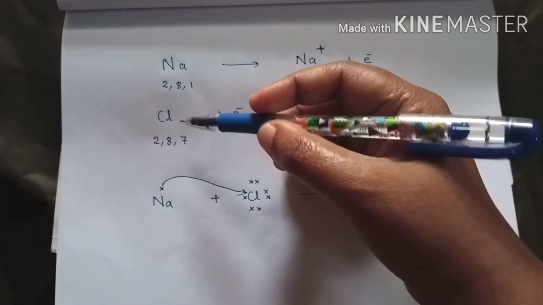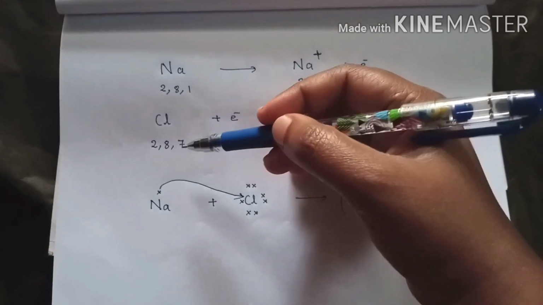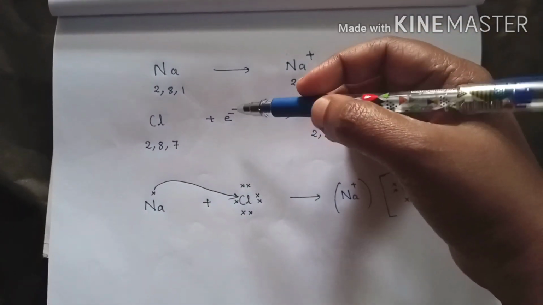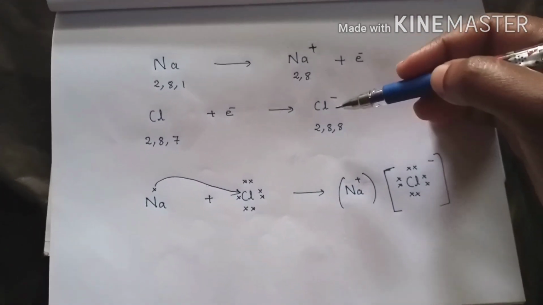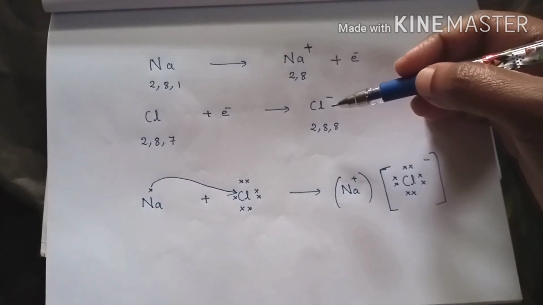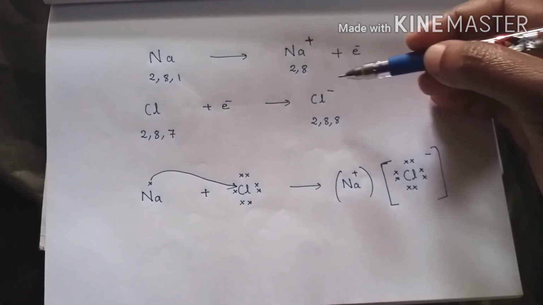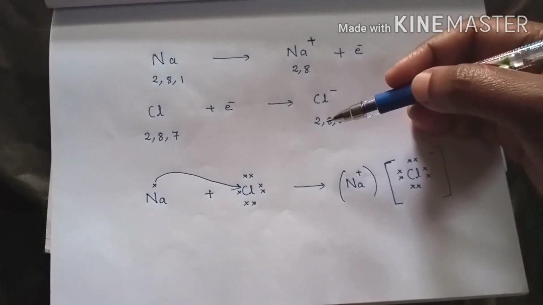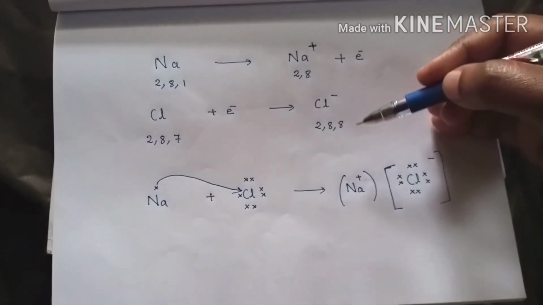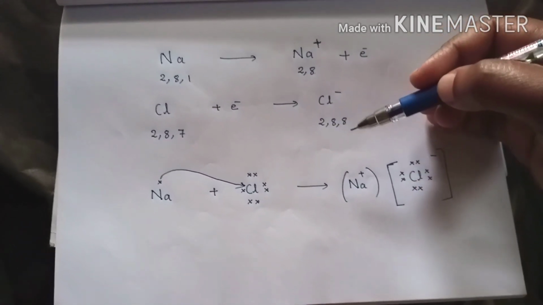Next, in the case of chlorine, the electronic configuration is 2, 8, 7. And after gaining one electron, it is converted to Cl- ion, which is an anion, that is a negatively charged ion, and its electronic configuration is 2, 8, 8. This electronic configuration is also stable.